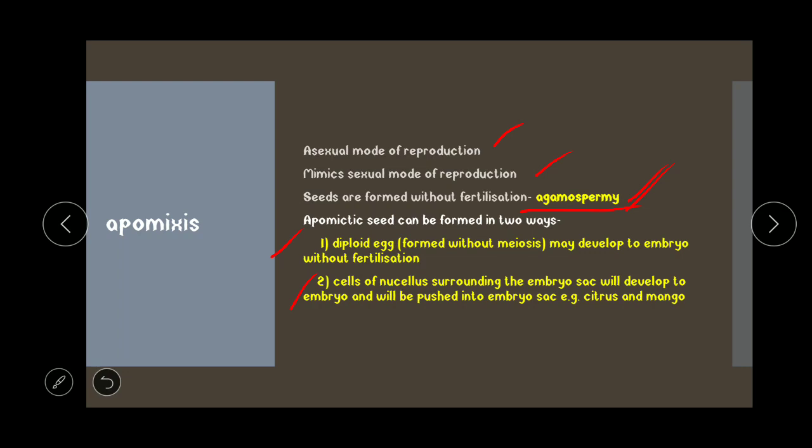And another mode is that the cells of the nucellus surrounding the embryo sac, which are nutritive cells and diploid, will form the egg, and they will be pushed into the embryo sac. The examples are citrus and mango. So we discussed what apomixis is, the two ways in which apomixis can occur, and the examples.